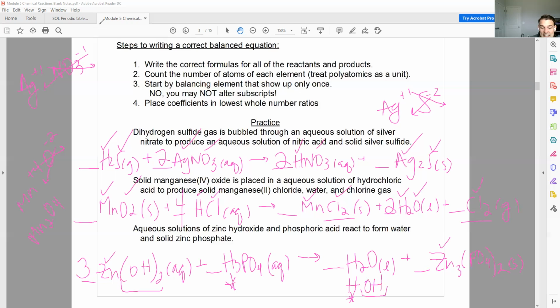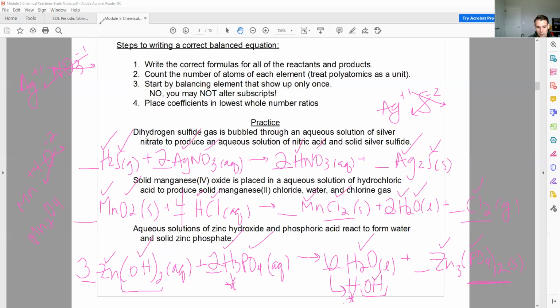So in this case, I have 6 hydroxides on the left side. I need to put a 6 here to give me 6 hydroxides on the right. So I'm going to check that off. Hydrogens on the left, there's 3, and I have 6, because there's a 6 here, on the right. So I need to put a 2 in front of this phosphoric acid, and that also gives me 2 phosphates, which balance.